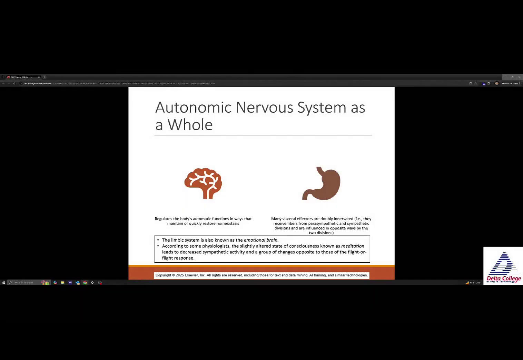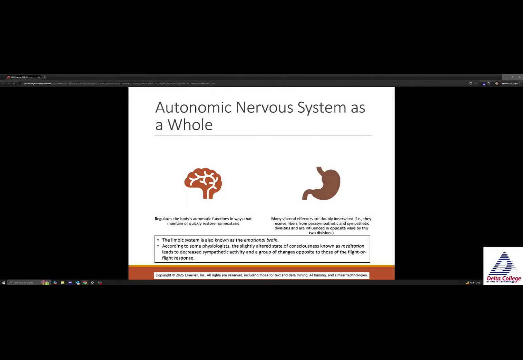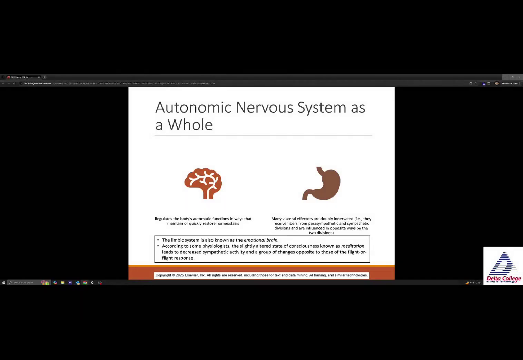So remember earlier when I talked about the sympathetic or adrenaline response, it slows down your stomach acid. Well, if your parasympathetic division, your normal everyday digestive mode, takes over, it will actually increase the secretions of the stomach to start digesting again. That's an example of how the stomach is receiving fibers from both the parasympathetic and sympathetic divisions. So do your intestines and bladder and whatnot.